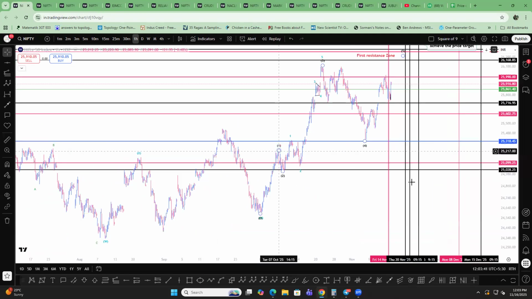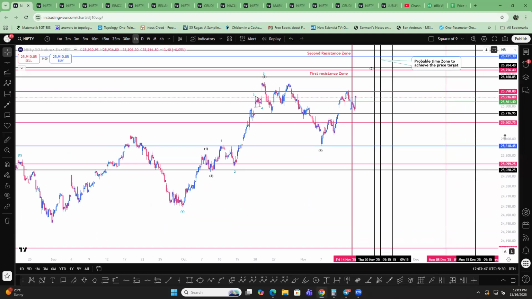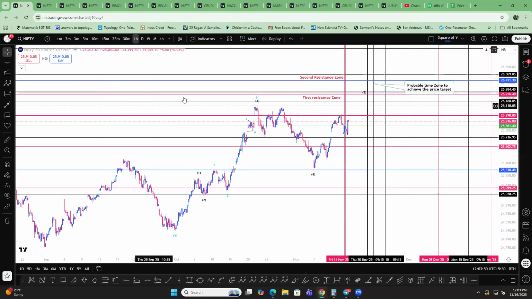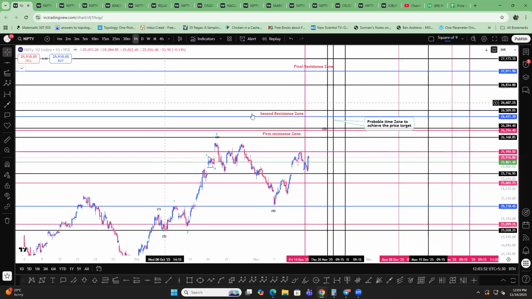For this reason, one should not be highly aggressively bullish in this market. Obviously, I will give you certain levels which will invalidate this skepticism. So, let's come back. If you are long, then this is the first resistance zone, 26,168 to 26,284. You can say 26,150 to 26,300. This is our first resistance area.